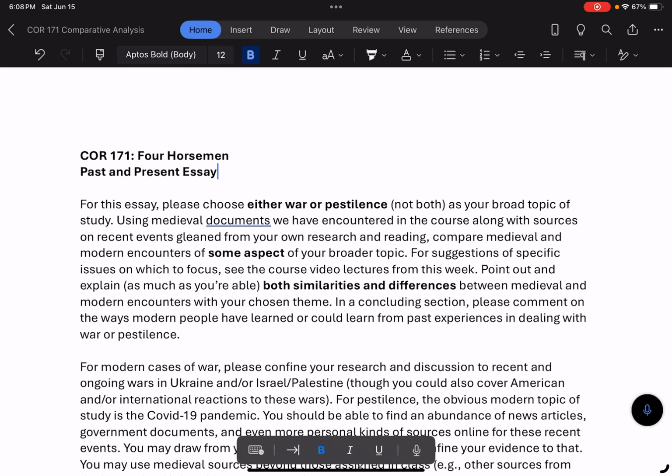And so once you have chosen a theme to focus on, and again, you're not doing war in its entirety or pestilence in its entirety. There are obviously lots of aspects of war and lots of aspects of pestilence that go into these phenomena, right? So you're choosing something pretty narrow here. Once you do that, then you need to go to the medieval sources that we have read or looked at in class. You can use artwork if you like for this. Feel free. It doesn't have to be a written text. And then do some research into recent events in these things.